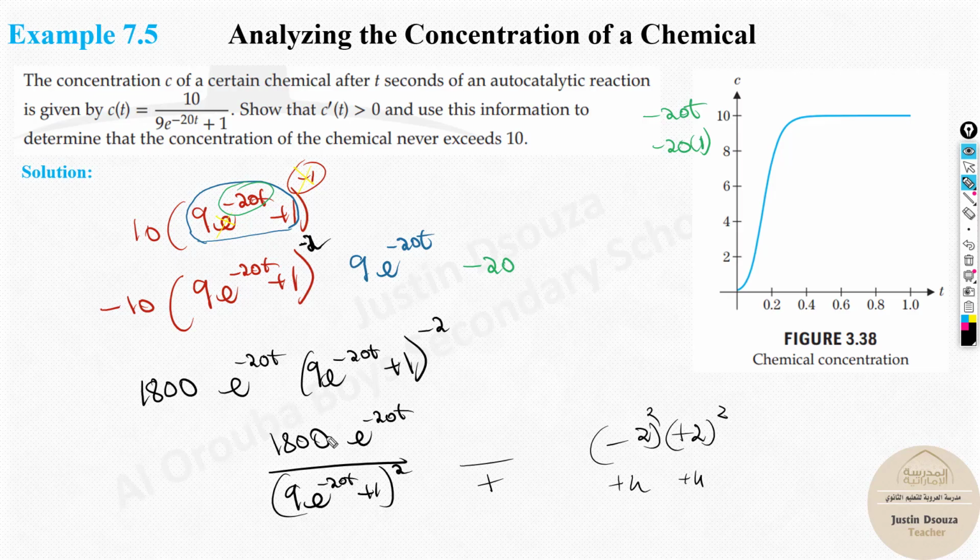What about the numerator? This is positive 1800 and this is e to the power. Now, what is the graph of the exponential? It goes like this. It has an asymptote at 0. It does not go negative. It does not go down. It starts over here and just keeps on going up, right?